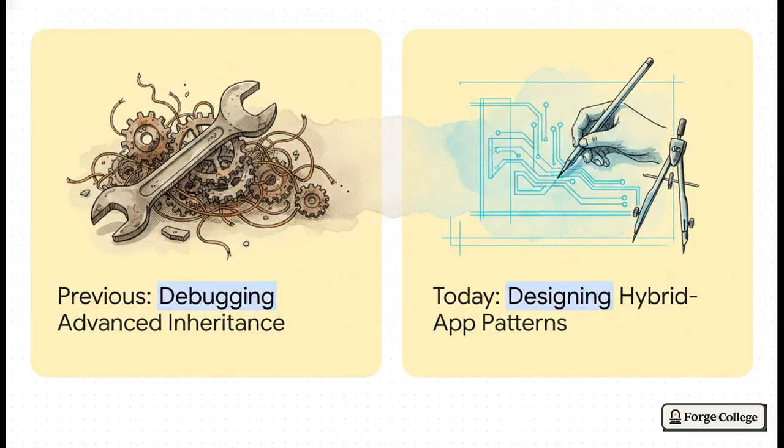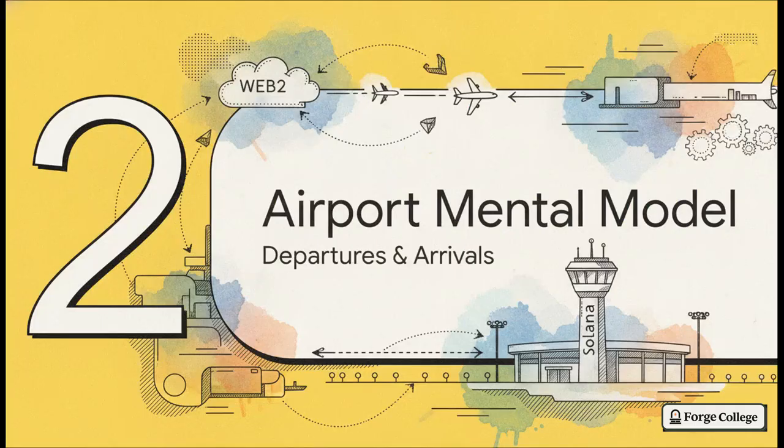So today, we're stepping back. We are putting down the wrench and picking up the drafting pen. We're going to sketch out brand new, high-level hybrid architecture blueprints that dictate exactly how your data flows and, crucially, who actually owns it. Moving on to Section 2, the airport mental model, departures, arrivals, and baggage.